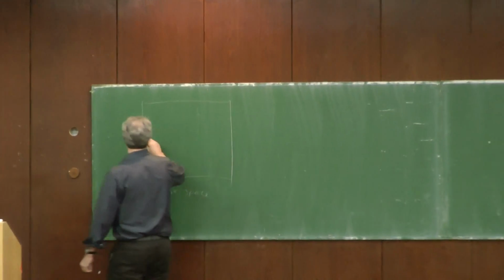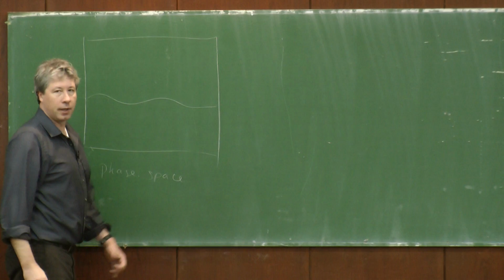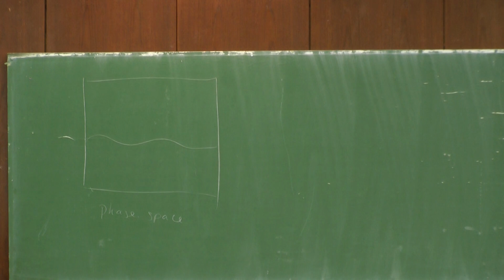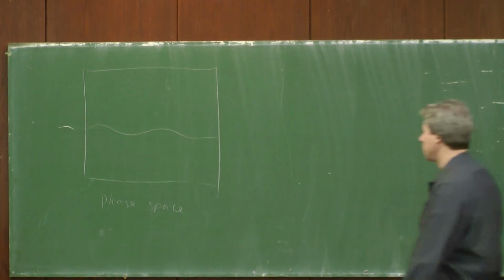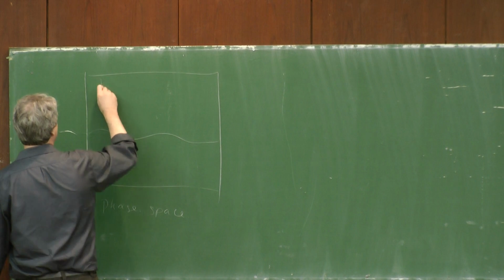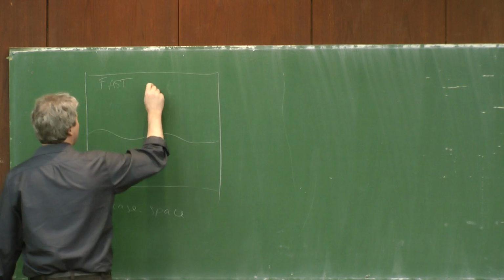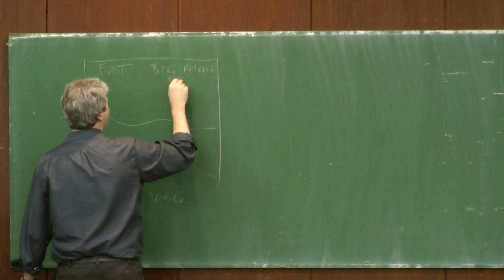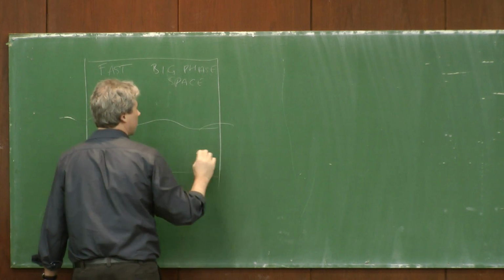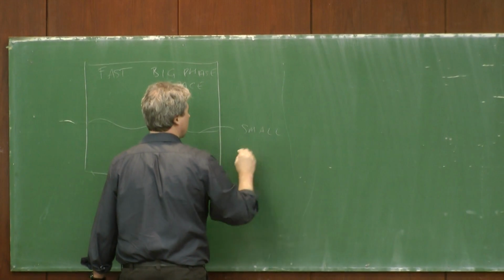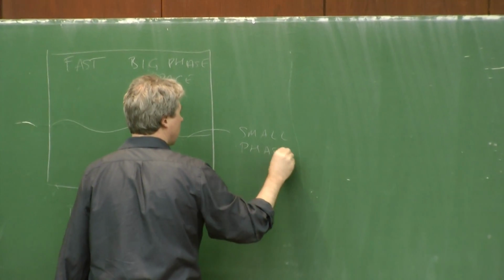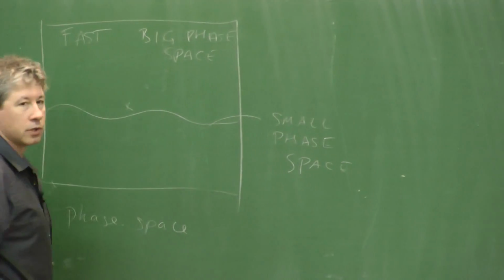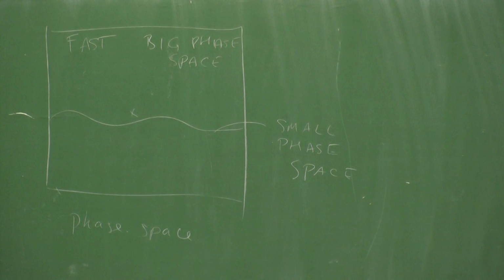But that will be a subspace of a bigger phase space from which I'm going to derive the forces that live on the smaller phase space. So we have a big phase space of fast variables. And here we have a small phase space, where we have slow variables like the variables x that I indicated as the positions of particles.